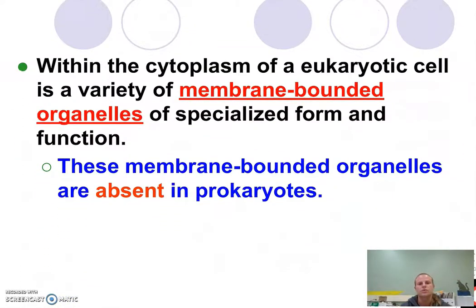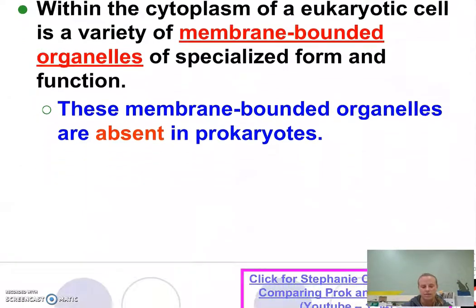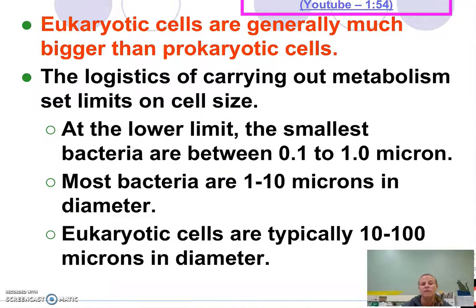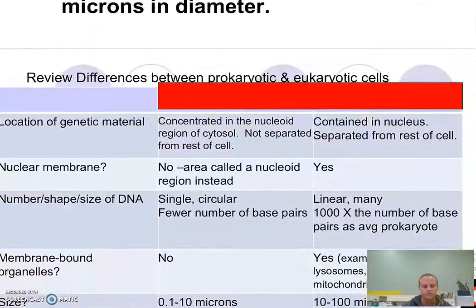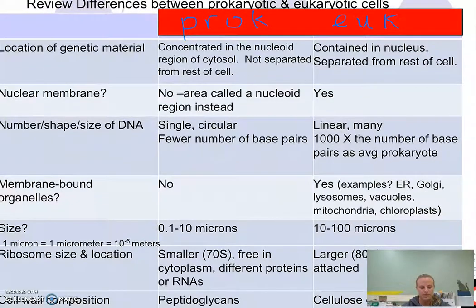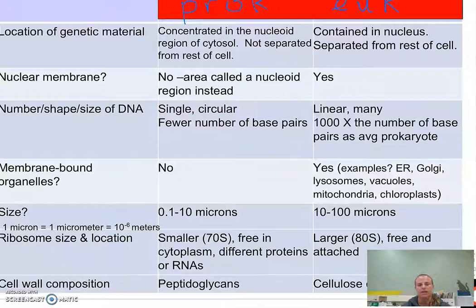Another major difference between eukaryotic cells and prokaryotic cells is the fact that eukaryotic cells will have compartmentalization, meaning they will have membrane-bound organelles. That will be absent in prokaryotic cells. Another difference is the size. Eukaryotic cells are generally bigger than prokaryotic cells. So here's an overall difference between prokaryotic cells and eukaryotic cells. And you'll notice that this would be your eukaryotic cells, and this is our prokaryotic cells. So if we look at the differences, it's nicely outlined for us here.